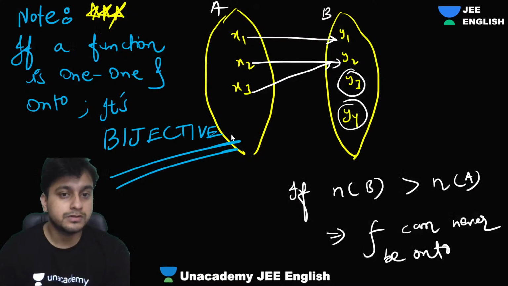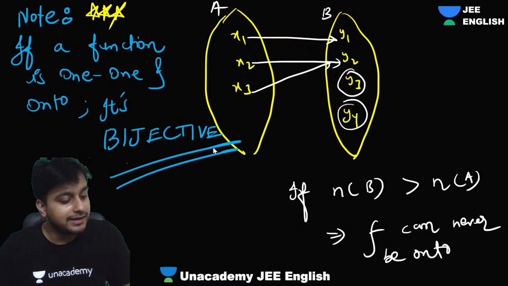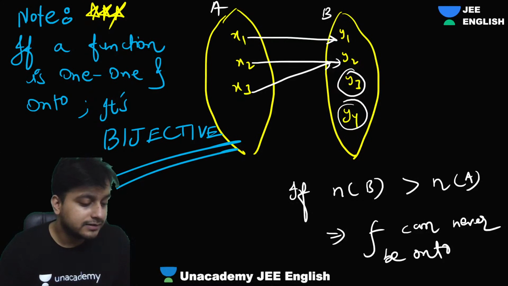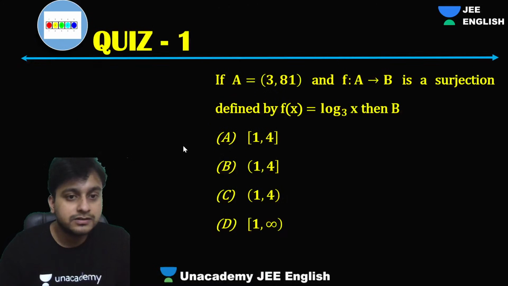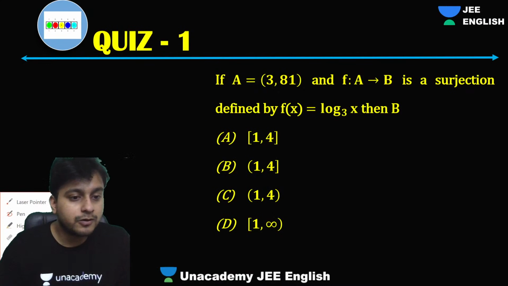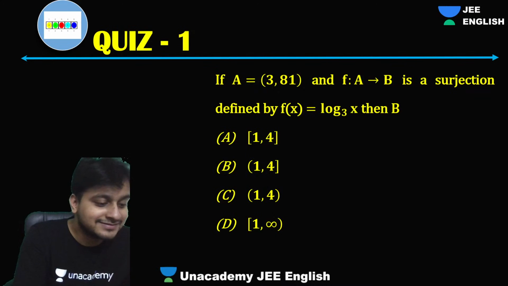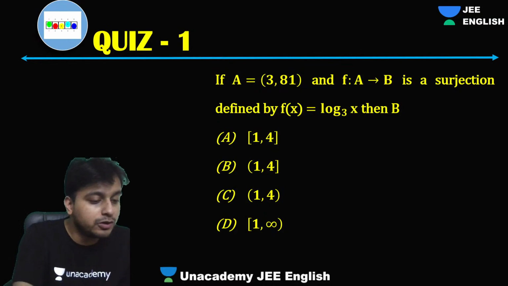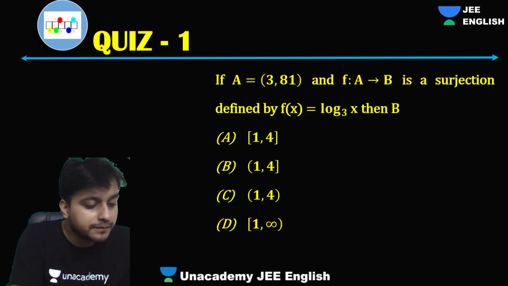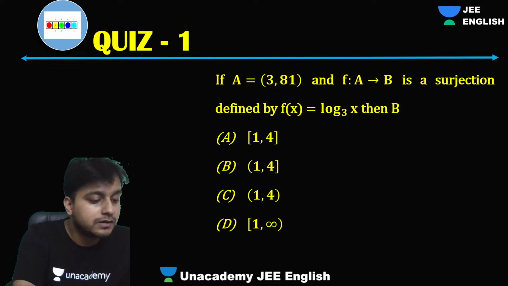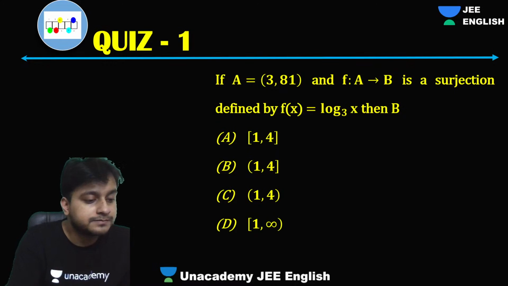I told you, Osho, what bijective means: if it is both one-one and onto, then it is bijective. Simple. That's what I told you. Bijective means one-one and onto both. It has to be one-one and onto both.